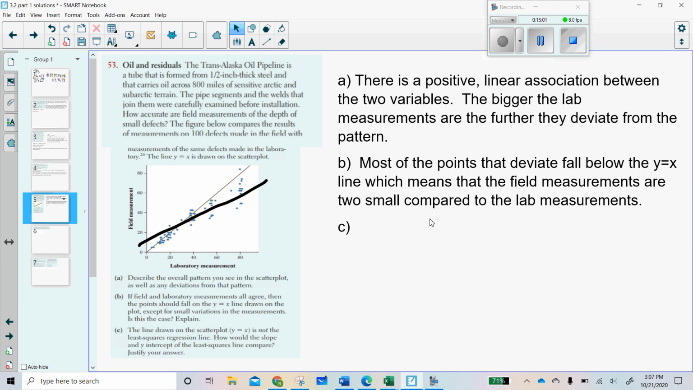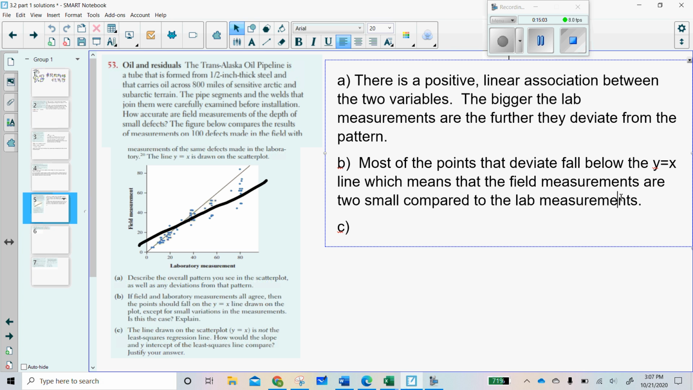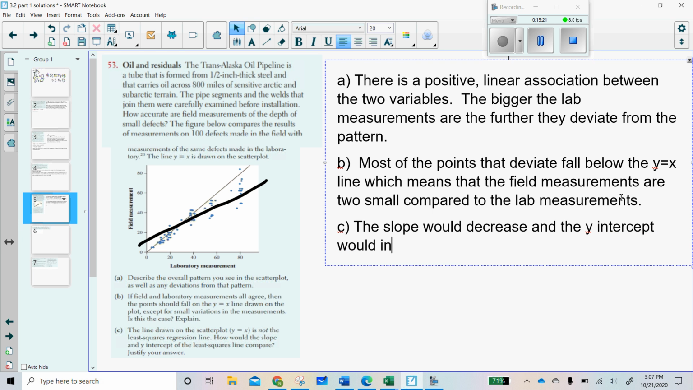On mine, it looks like the slope decreased and the y-intercept increased. Because notice that black line, when it tilts like that, it gets less steep, but also the end of it goes up, which makes the y-intercept go up.